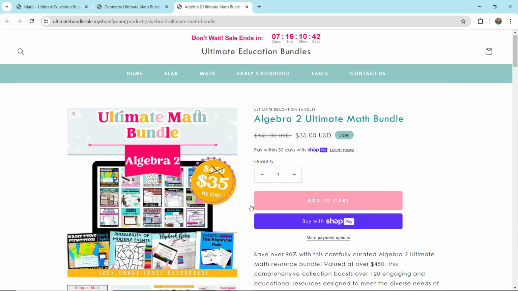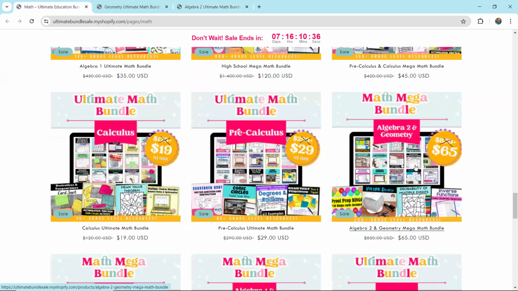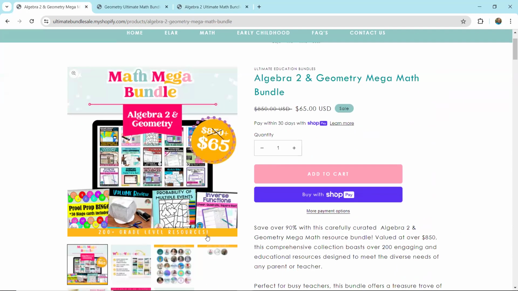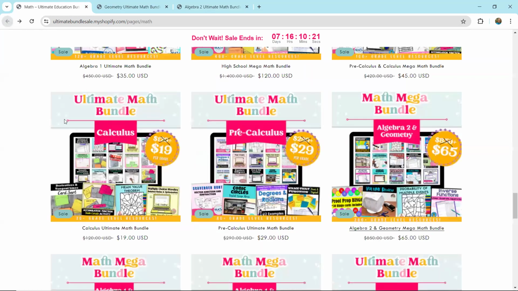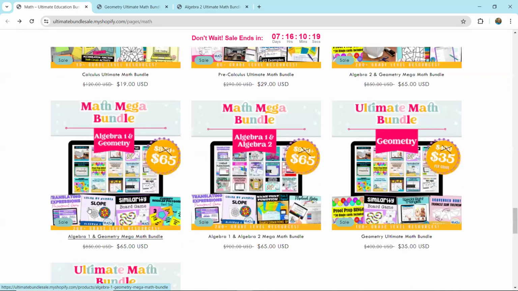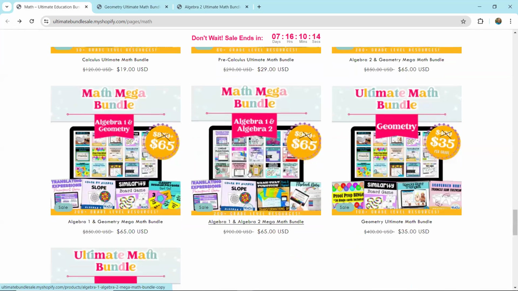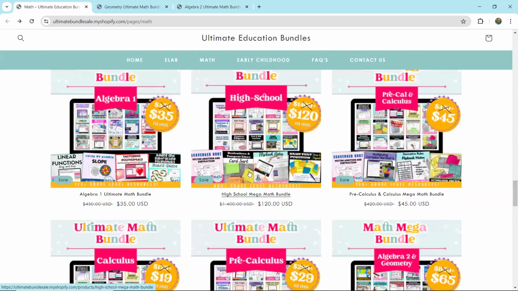So the Algebra 2 one's also $35. But what's cool to me is that if you're teaching both, instead of paying 35 and 35, you can save $5 and get everything from both of them. And there's no overlap, which is cool. So you don't have to worry about that. There's also the combo of Algebra 1 and geometry or Algebra 1 and Algebra 2, if that's what you're teaching. And there is also just the high school one, which is great.